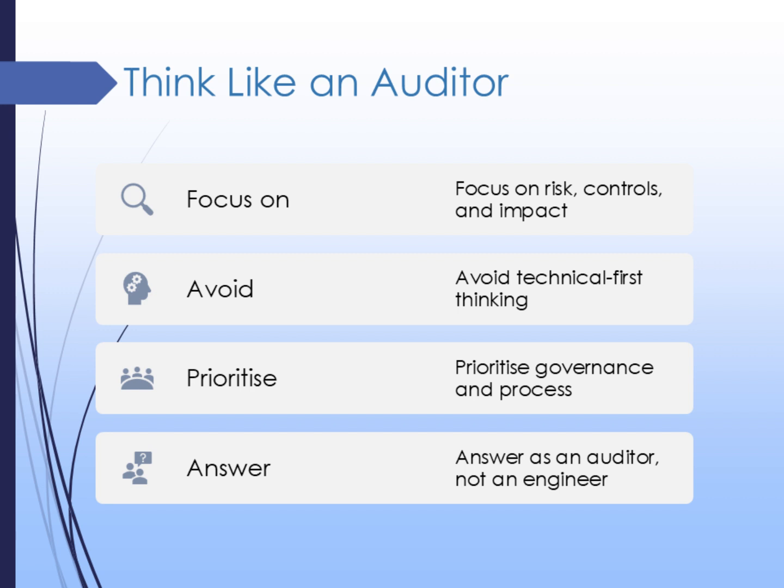Another important point is that your answers should reflect the mindset of an auditor. An engineer may focus on fixing systems immediately, while an auditor focuses on understanding risk, evaluating controls, identifying root causes, and ensuring proper governance and accountability are in place. Throughout the exam, constantly ask yourself, what is the risk? What control best addresses that risk? What has the greatest business impact? What would an auditor prioritize first? Developing this mindset is one of the most important factors in passing the CISA exam successfully.